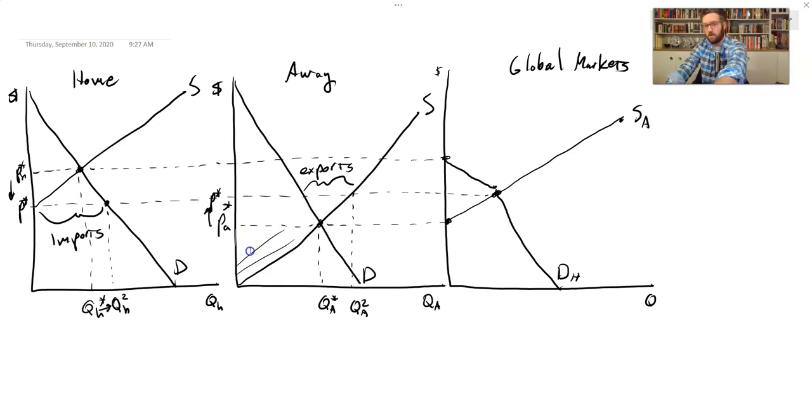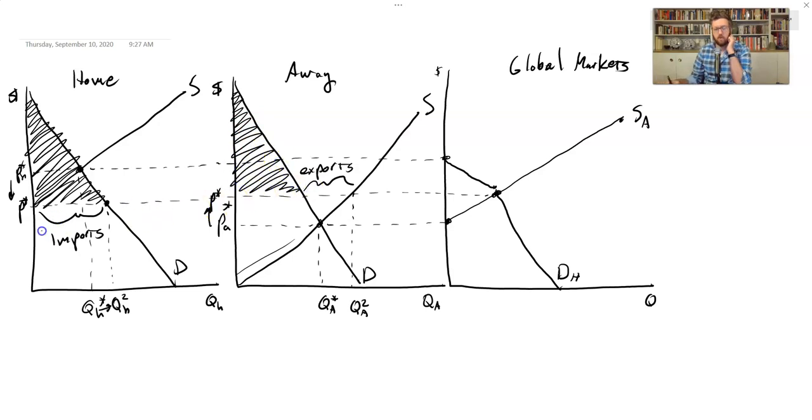So I'm erasing the old ones. Well, we can leave that one there because it'll stay there. So what does the consumer surplus look like now? For this market, remember, it's the area above price and below demand. So it's this large area here. Remember, notice that this is bigger than what they got before. And on this side over here, the consumer surplus shrinks.